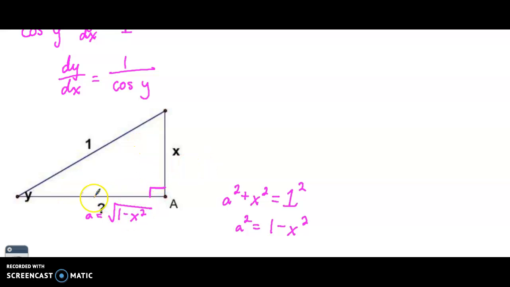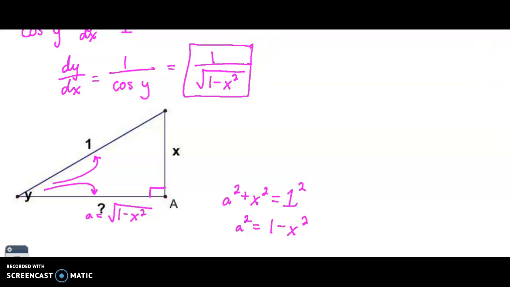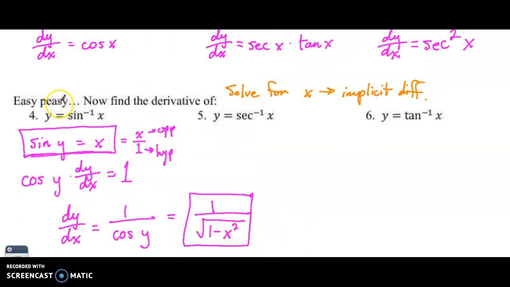And why am I asking you to do that? Because cosine of y, what's written right here, is equal to adjacent over hypotenuse. So what I'm saying is the correct answer is 1 over the square root of 1 minus x squared. That is the answer to the derivative of the inverse sine. And one more thing I should mention is sometimes this is written as arc sine, in case you missed that from a previous lesson, previous year, something like that.